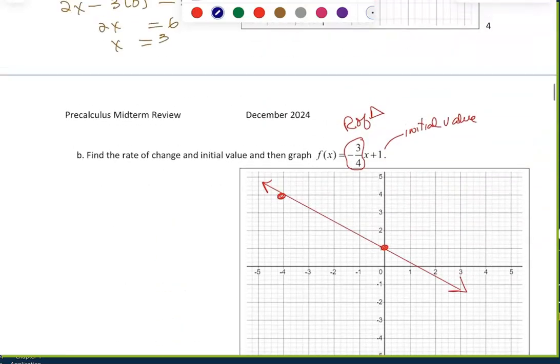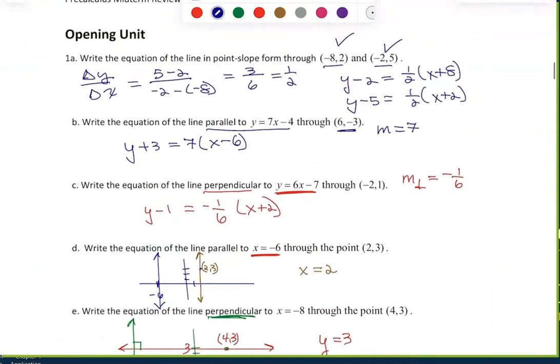Okay, so that's Unit 1, the opening unit material for the midterm. Hopefully that helped.